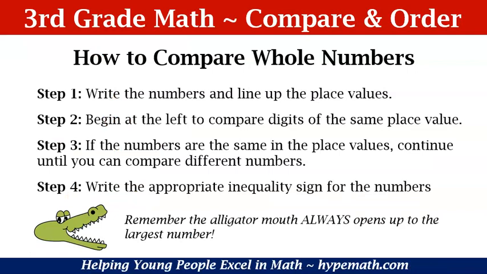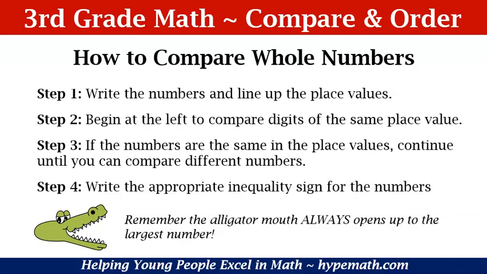All right, let's get started. How to compare whole numbers. Step 1, write the numbers and line up the place values. Step 2, begin at the left to compare digits of the same place value. Step 3, if the numbers are the same in the place values, continue until you can compare different numbers. Step 4, write the appropriate inequality sign for the numbers.